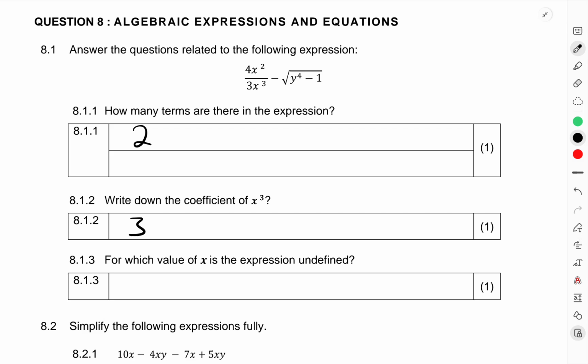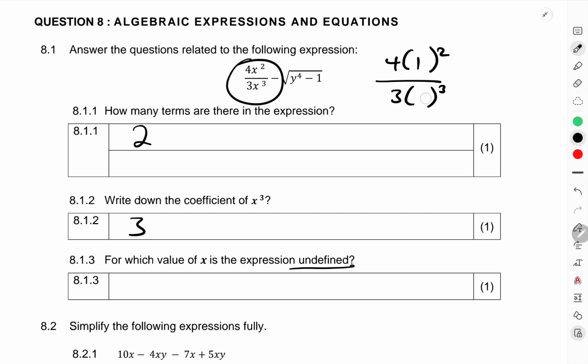For which value of x is the expression undefined? Undefined means: what should x be so that if you substitute that x value, you are going to receive an error. Now let us look at this part: 4 to the power of x squared divided by 3 to the power of x to the power of 3. What value can I substitute where there's x?